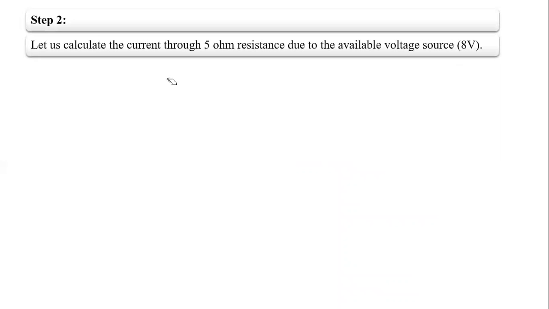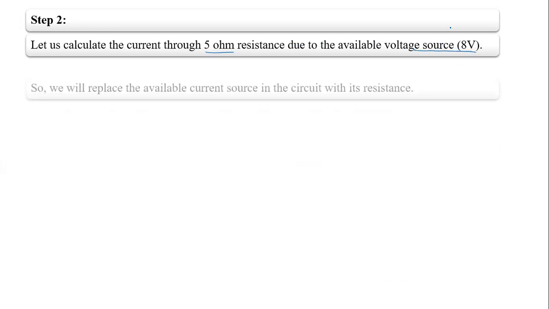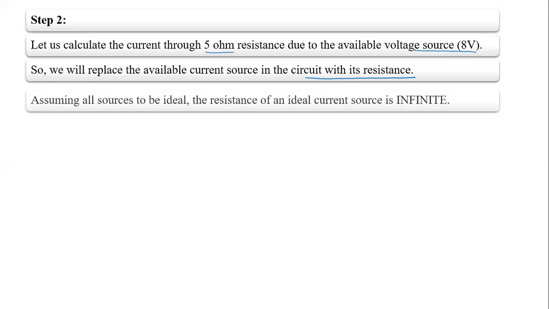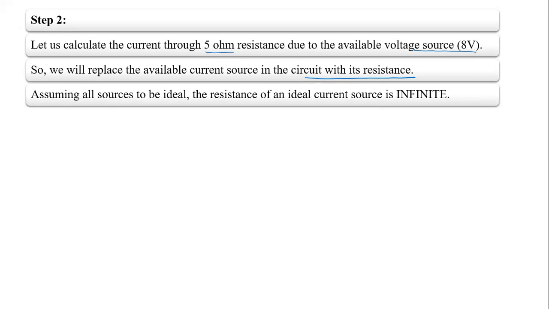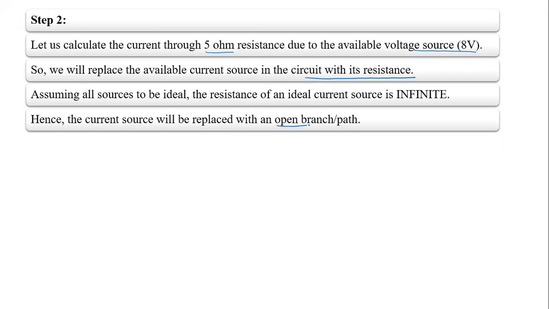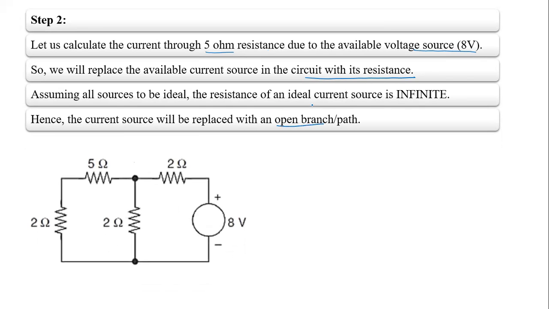Now, let us come to the next step, in which we will calculate the current through the 5 ohm resistance using the 8-volt source. Now, what we will do with the current source? The current source will also be replaced with its resistance. We will consider the voltage source now, and we will replace the current source with its resistance. If we assume that this current source is an ideal source, its resistance is infinite, and it will be replaced with an open branch. Now let us redraw the circuit. After applying this, we have this particular circuit here.